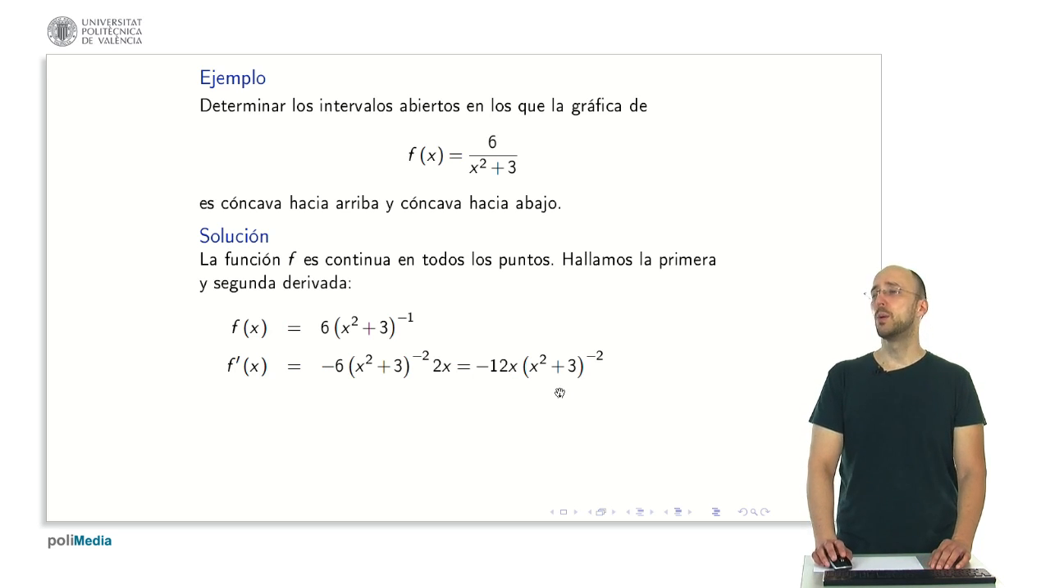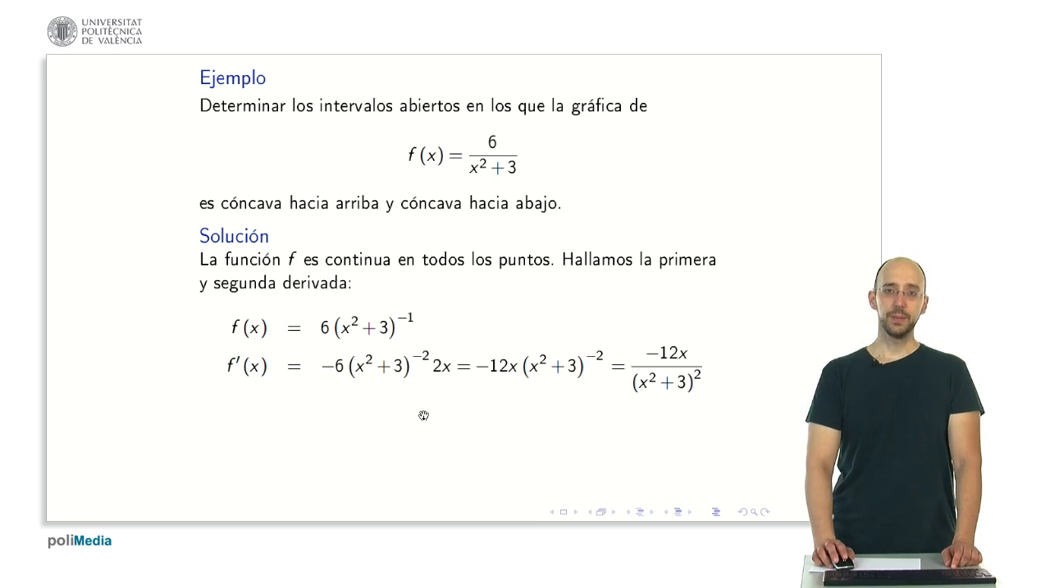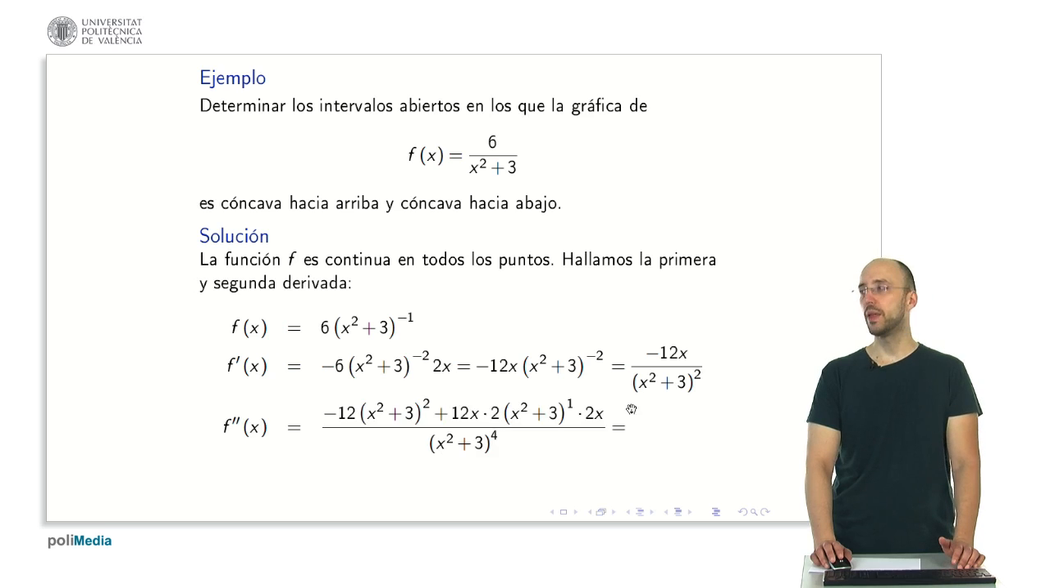Now we've reached this expression. Typically, we don't work with negative exponents, so I'll rewrite it in fraction form to make it clearer. It's essentially minus 12x divided by x squared plus 3 squared. You should arrive at the same result if you were to apply the quotient rule directly to the original function. Alright, the first step. We've successfully calculated the first derivative. Now let's move on to computing the second derivative.